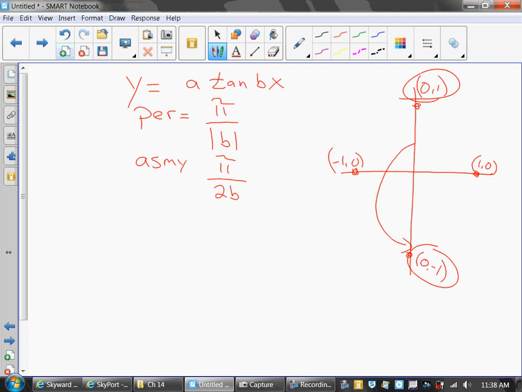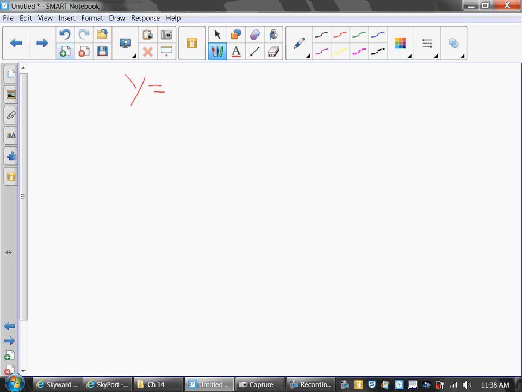To be honest with you, I think there's less work with tangent. It's just a little bit weirder to start with. So let's look at an example of a tangent one. I want to make sure I get one that works cleanly to start with. So let's say we have y equals 2 tangent of 4x.